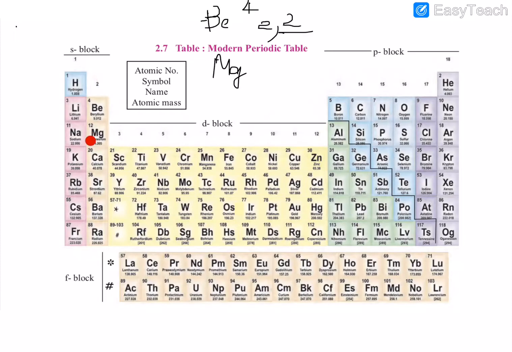Magnesium is the next element. You can see in this group, the second group, magnesium, and its atomic number is 12. So its configuration will be 2, then the next shell, 8 electrons. What remains? 12 is the atomic number, so 2, 8, and another 2 electrons remain.